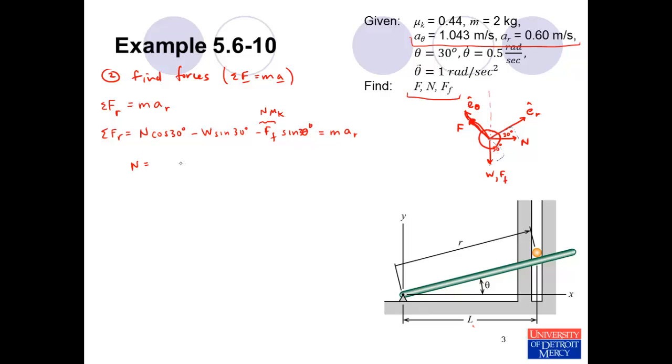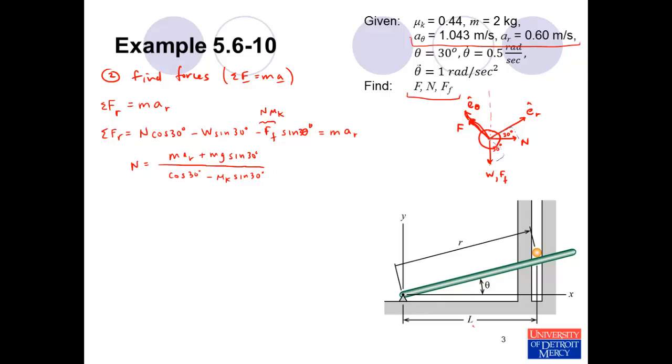So I have mass times acceleration on the right-hand side. I add the weight times sine 30 to the right-hand side, where we calculate weight as m times g. Acceleration due to gravity, approximately 9.81 meters per second squared. And then we're left with n times cosine 30 minus n times mu_k times sine 30. We factor out the n and divide through. We have cosine 30 minus mu_k sine 30.